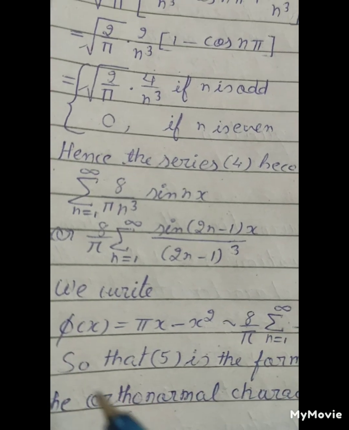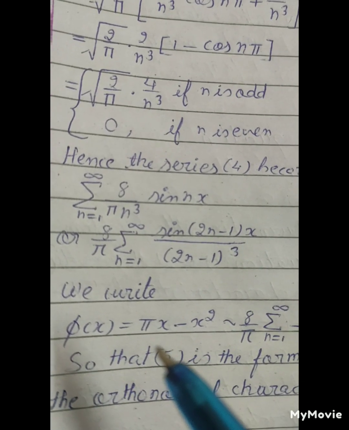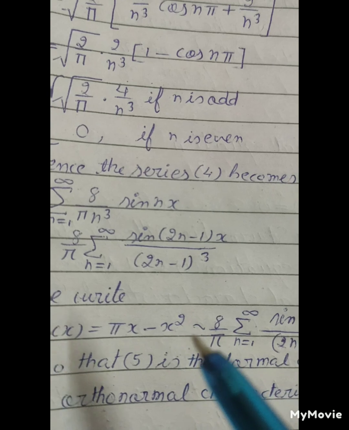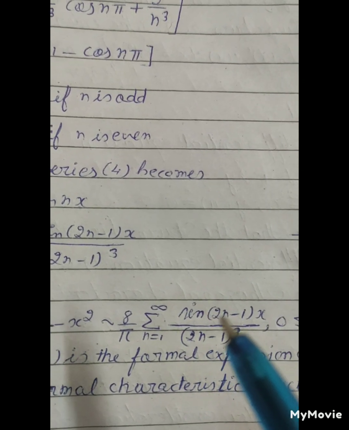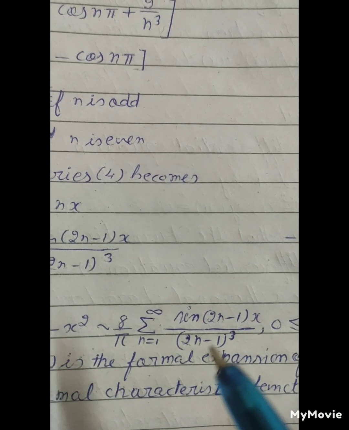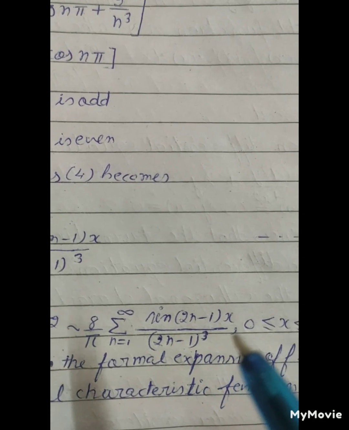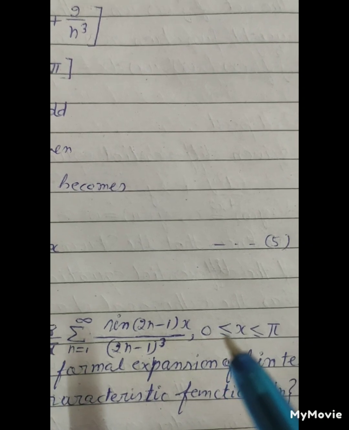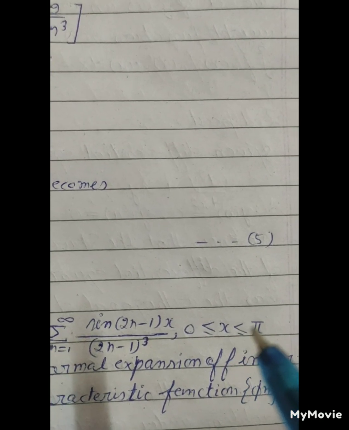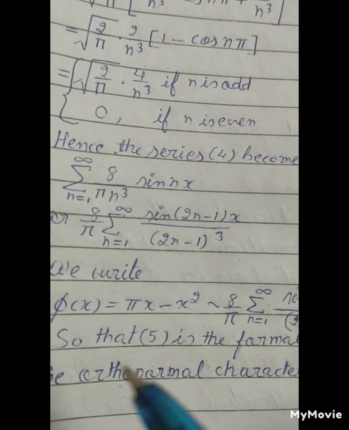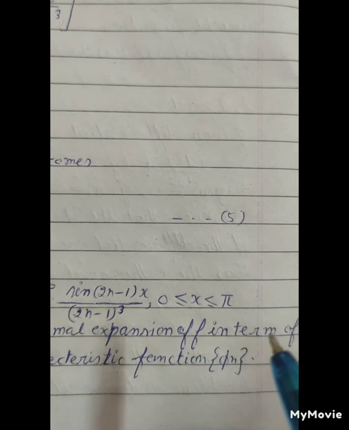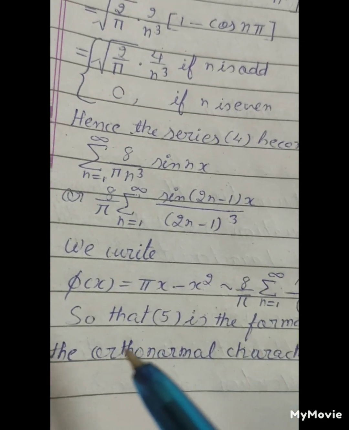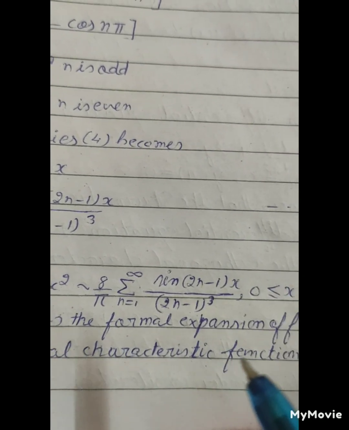We write phi of x equals pi minus x squared congruent to 8 upon pi, the sum for n varying from 1 to infinity of sin (2n minus 1) x upon (2n minus 1) whole cube, where 0 is less than or equal to x is less than or equal to pi, so that the 5 is a formal expansion of f in terms of the orthonormal characteristic functions phi n.